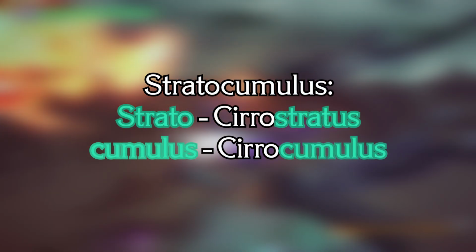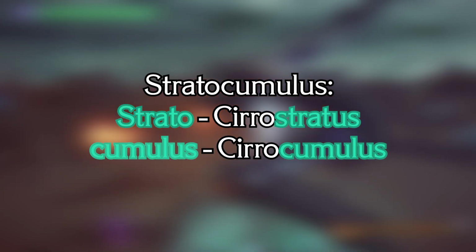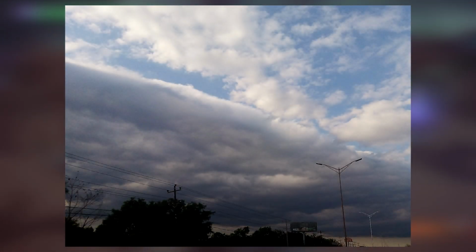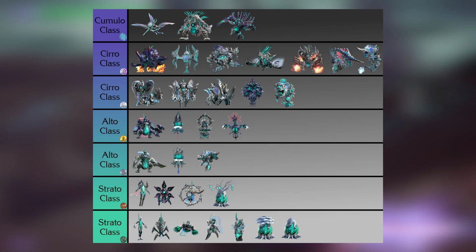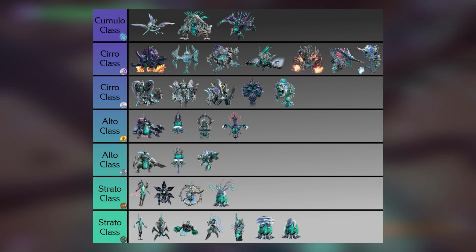Stratocumulus's name is taken from its constituent homunculi, Stratus from Cirrostratus and Cumulus from Cirrocumulus. Ironically, Stratocumulus clouds are low-level clouds. They are large and often in groups. Without a doubt, Stratocumulus is going in the Strato class and Lapis subclass, obviously.